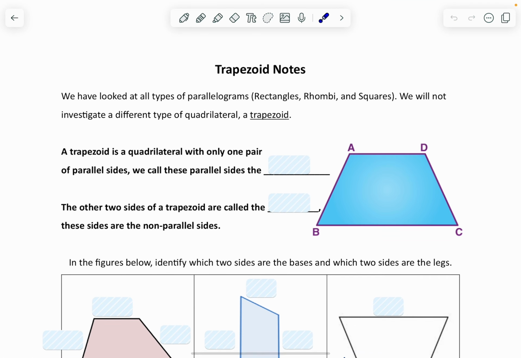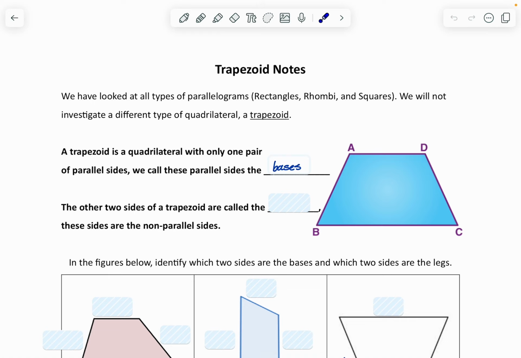So, at this point, we've looked at all types of parallelograms: rectangles, rhombi, and squares. Those are three types of special parallelograms. We will now investigate a different type of quadrilateral, a trapezoid. A trapezoid is a quadrilateral with only one pair of parallel sides. We call these parallel sides the bases.